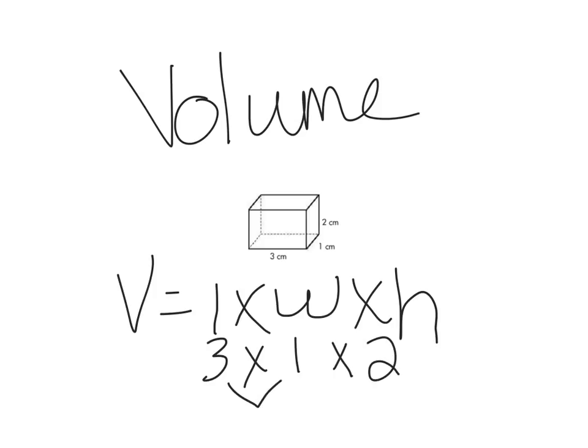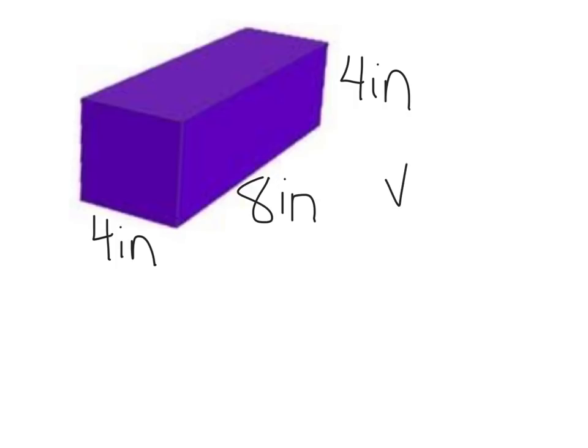3 times 1 is, right, we should have 3. And then we have our 2 left over here, and 3 times 2 is 6. Now, based on the commutative property of multiplication, I could rearrange my numbers in any order and it's still going to work. Let's try this again.